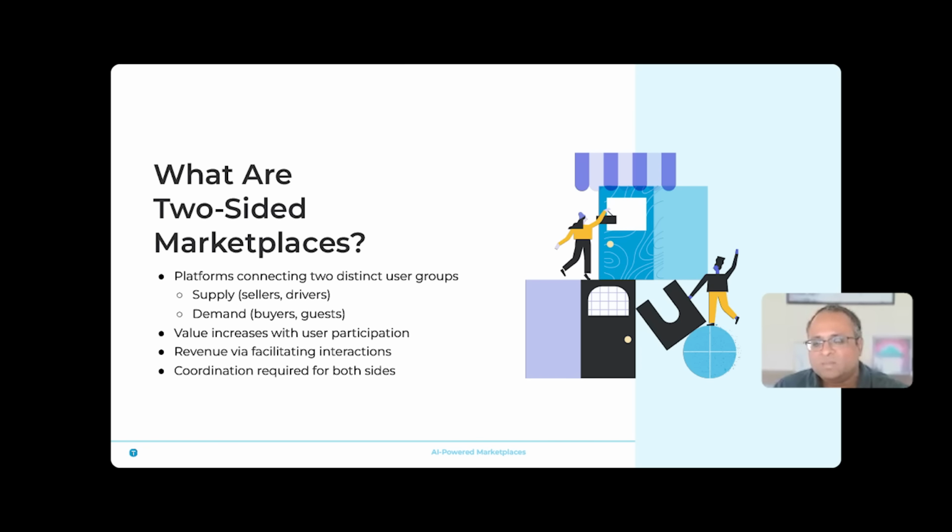Most of the time, on the revenue side, there is this universal truth that either you're making revenue from the buyer side or on the seller side, or sometimes from both. So the revenue part is by facilitating the interactions or the transactions on either side.